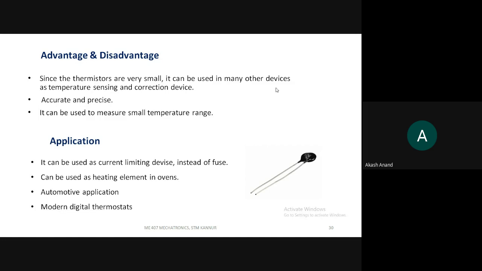Since the thermistors are very small, they can be used in many other devices, like stabilizers, TVs, computers, etc., as temperature sensing and correction devices. So the advantage of this type of sensor is it can be used in many devices, and can be used for temperature sensing and correction purposes. Okay, I think it is clear.